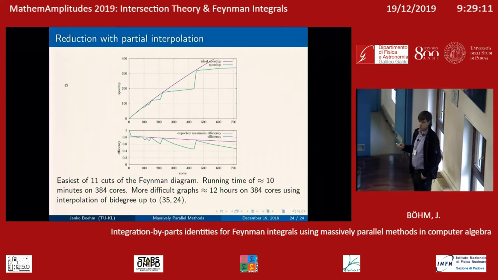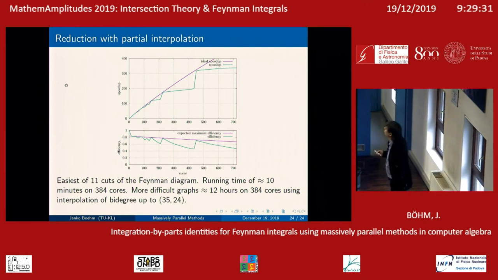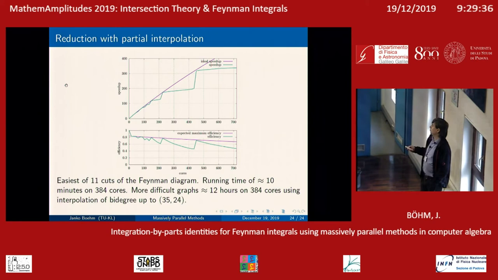So that is the easiest of these cuts, finishes in 10 minutes on 384 cores. There are more difficult ones that take in the range of hours. So if you have used enough cores, you can finish this computation in a day or two. And this involves interpolation up to degrees something like 35, in that range.